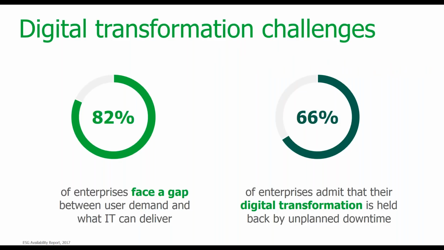We did a study last year with ESG. It's called the 2017 Availability Report. And in this report, out of the survey, 82% of enterprises stated that they face a gap between user demand and what IT can deliver. This means that with everything that's going on with data growth, different changing workloads, and reduced patience for downtime, enterprises are not meeting those needs.